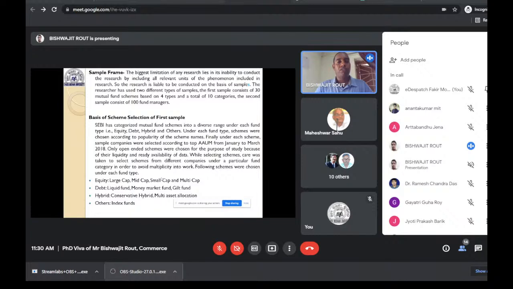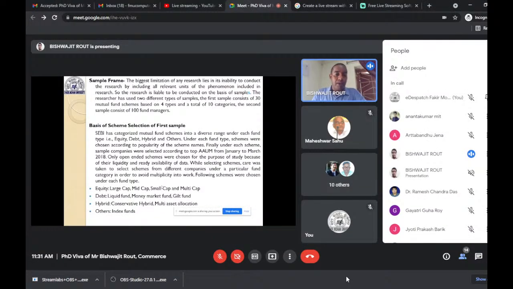So the following schemes are chosen in four categories: equity, debt, hybrid, and others. In equity, that is large cap, mid cap, small cap, and multi cap. And in debt, liquidity fund, money market fund, and gilt fund. In hybrid, conservative hybrid and multi-asset allocation. And in others, index fund is taken into consideration.